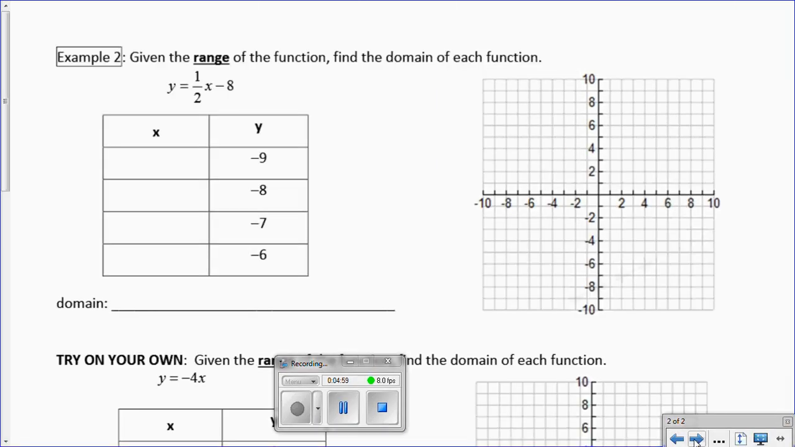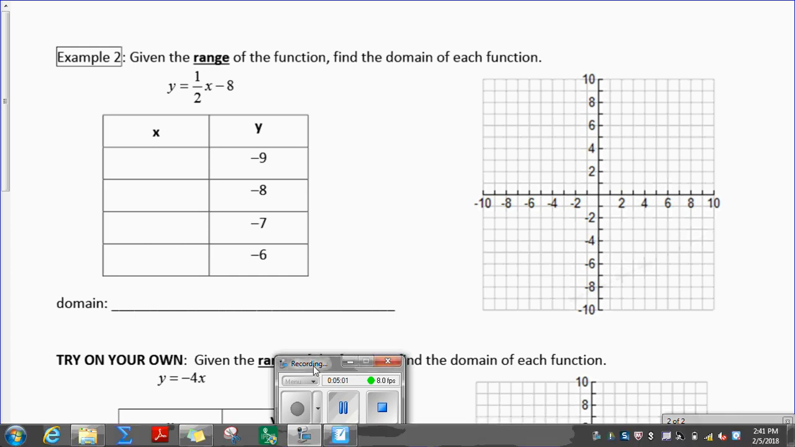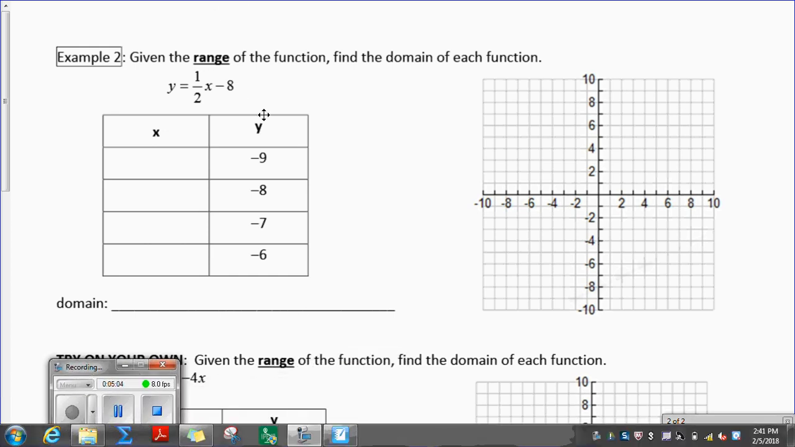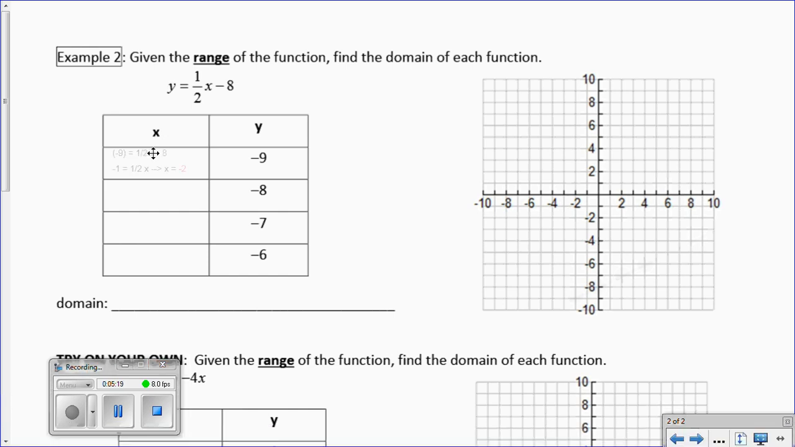So example 2 is very similar, except they give you the range, so they gave you the y values, and you have to find the domain, the x values. Okay, so when we're done, we're also going to plot our points. So what we're doing now is we're taking the y values that we get, we're plugging them in for the y here. So I have -9 equals 1/2 x minus 8. I add 8 to both sides, so I'm just solving the equation. Add 8 to both sides, I get -1 equals 1/2 x. To get x by itself, I multiply both sides by 2, so I get x equals -2. So that's one part of my domain. Do the same thing for all of them.